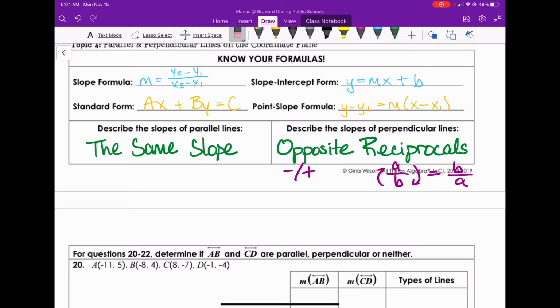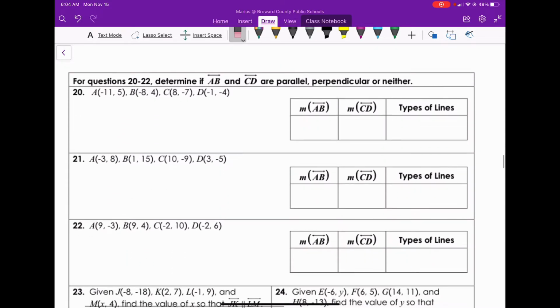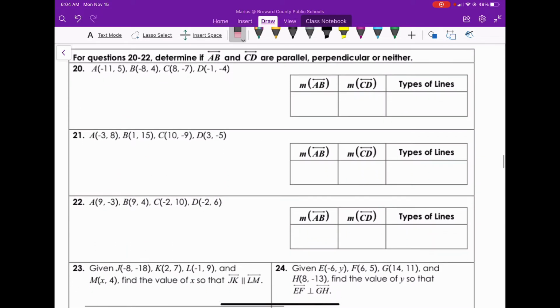And that's that. So let's go ahead and take a look at these next couple questions. For questions 20 through 22, determine if line AB and line CD are parallel, perpendicular, or neither. We're going to have to separate these. They're already telling us that we need to find a slope between A and B and then find a slope between C and D. So we have to use our slope formula, which means we have to label our points.